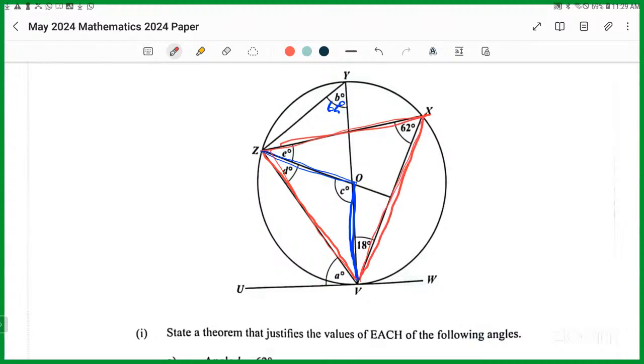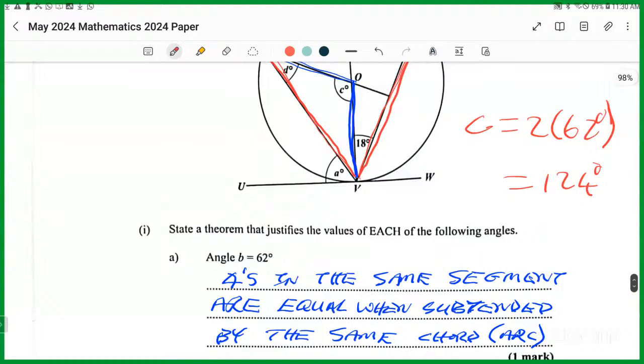So when two angles are subtended by the same chord or arc, and one is at the center and one is at the circumference, the one at the center is twice, that's the center rule. Angle at center is twice the one at the circumference. So the angle C is going to be 2 times 62 degrees, and that is how we get the 124 degrees. That's why angle C is 124 right here.